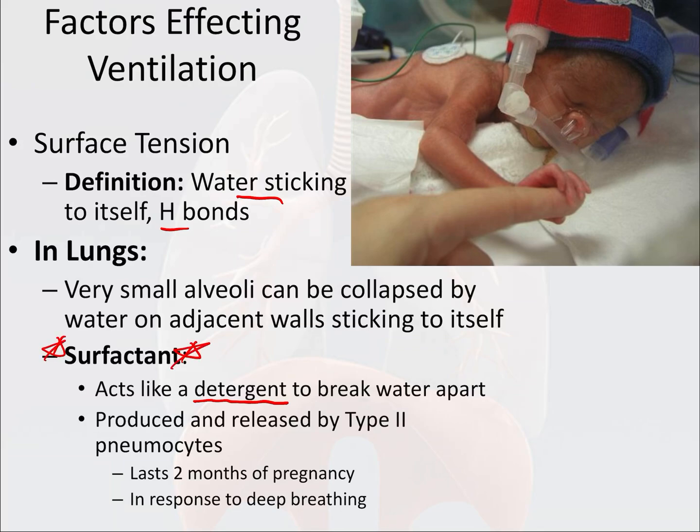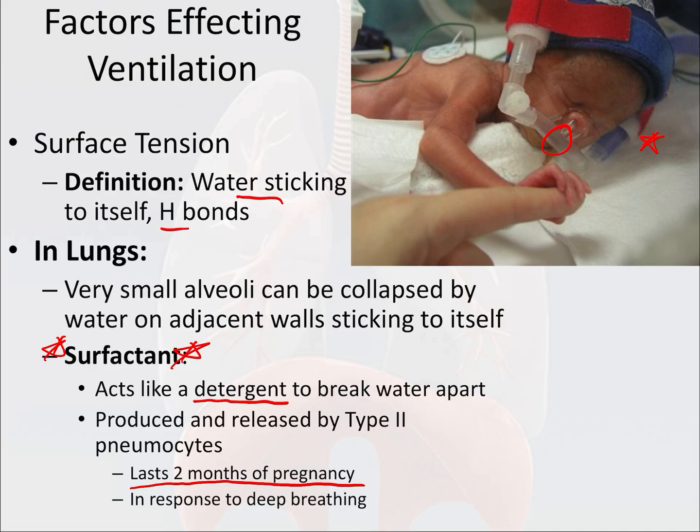And this chemical is only produced in the last 2 months of pregnancy. And so babies that are born like this little guy here, tiny little preemie babies, they're not making surfactant yet, or they're not making enough. So they need to be on a ventilator like this, which is forcing their alveoli open and helping them breathe, because their lungs are collapsing without that help.